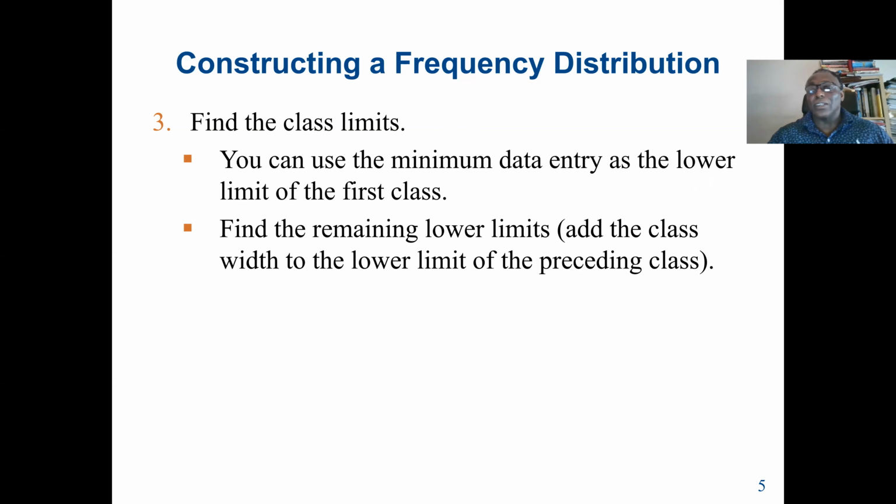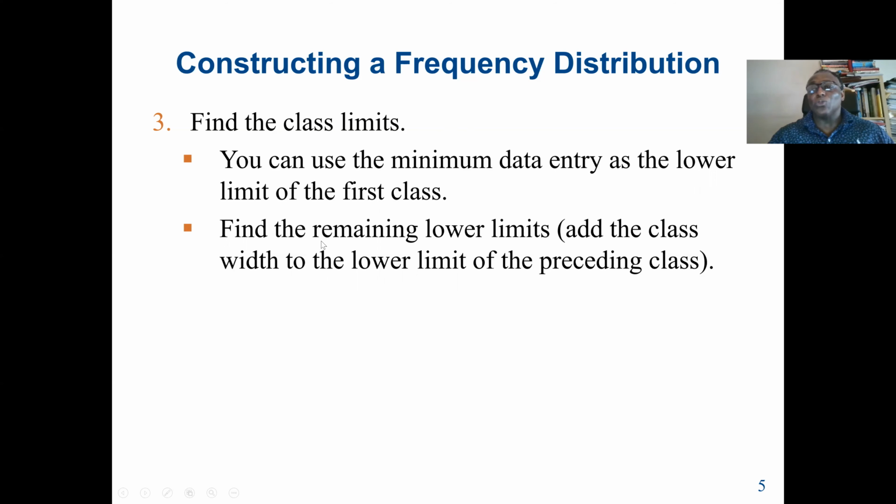Then what is the class width again? It is the range, which was step 2. The range of the values means the difference between the minimum value and the maximum value, divided by the number of classes. When I get the value for the class width, what I'm going to do is add that value to each of the lower limits.